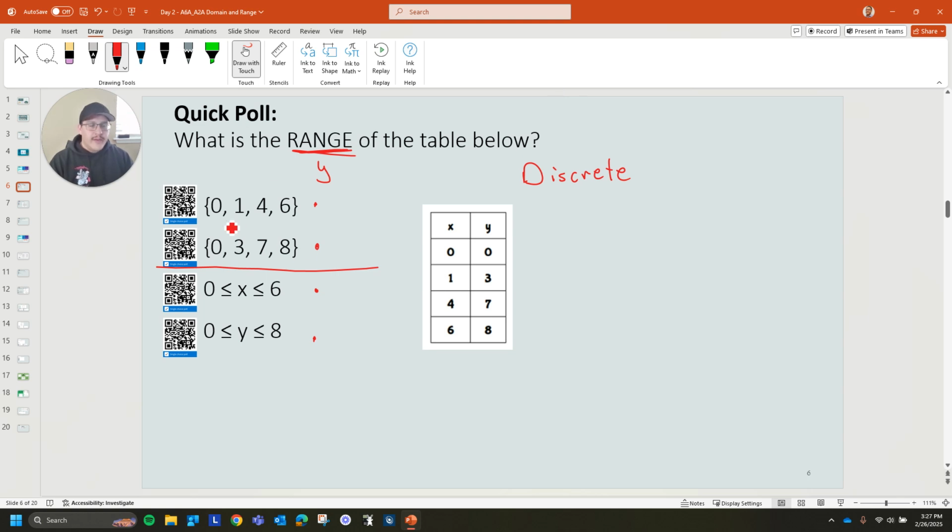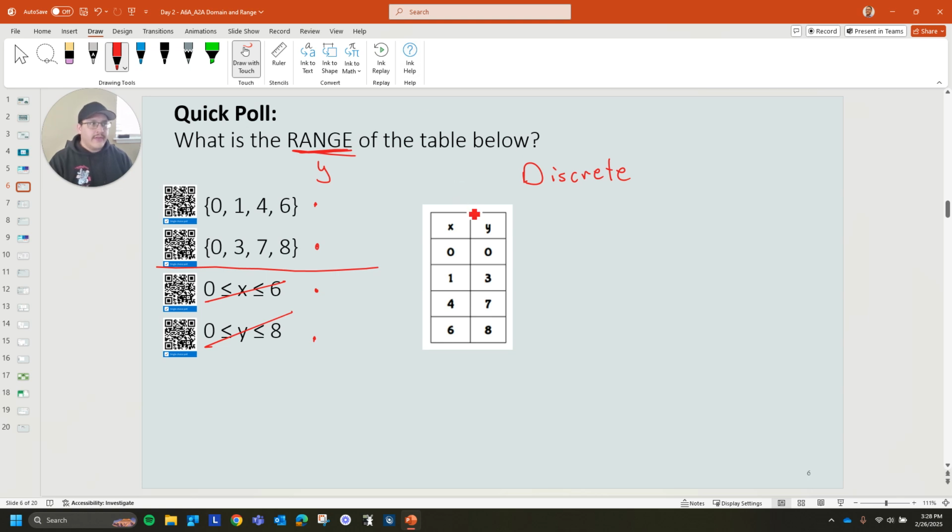So discrete tells me that I'm going to be listing everything. Because I'm going to be listing everything, these inequalities don't make sense, because inequalities tell me everything between 0 and 6, everything between 0 and 8. So, got to get those out of there. I only want specific numbers, specifically what's on the table.